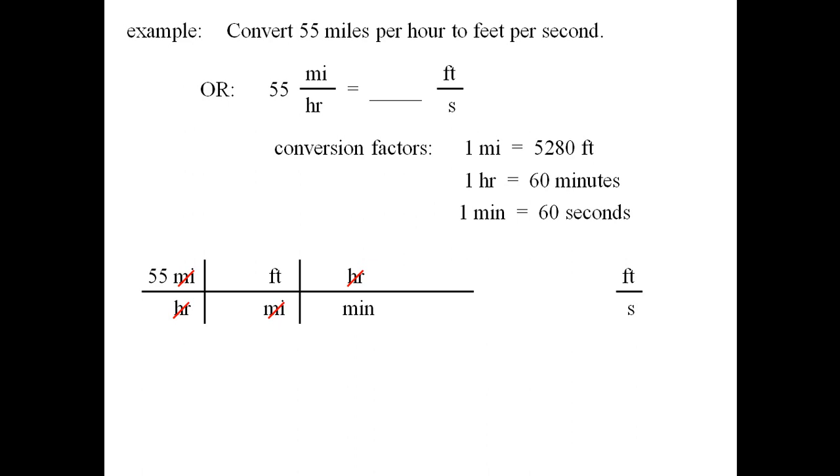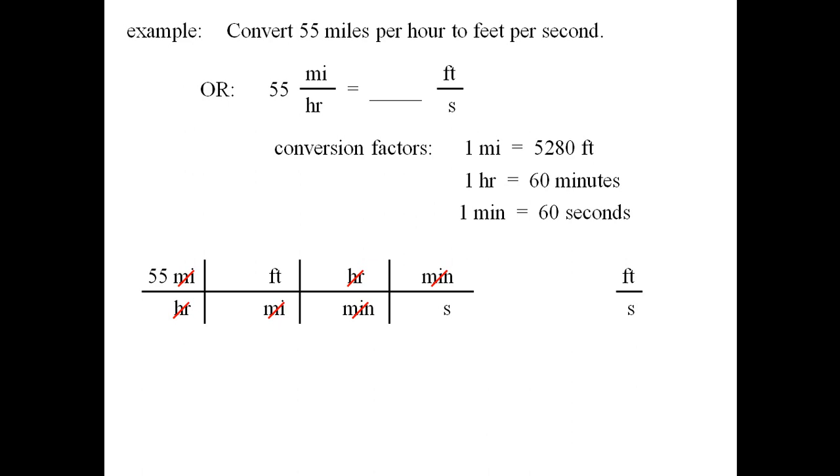So now I have minutes in the denominator. I have to convert that to seconds. So I'm going to use my last conversion factor, but I'm going to put the minutes in the numerator again so that they cancel themselves out, and then the seconds go in the denominator. That's the only place for them. Now if you step back and take a look at this problem, all the units in the numerator are canceled out except for feet, and all the units in the denominator are canceled out except for seconds. So I have what I want, feet per second.